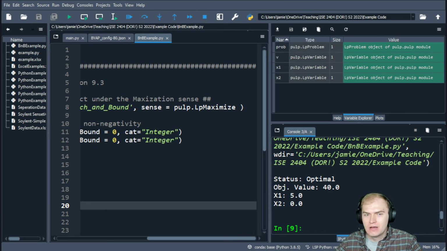Obviously, this is a relatively small problem, and this has a relatively small branch and bound tree. And that took us going on for 35 minutes to do. So if you have a large problem, this can take up a great deal of time.